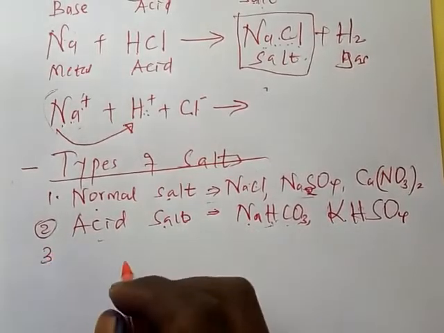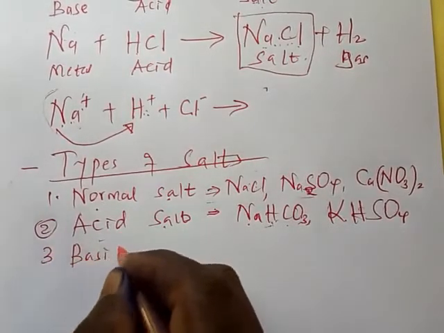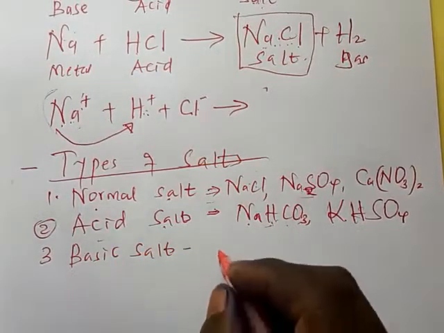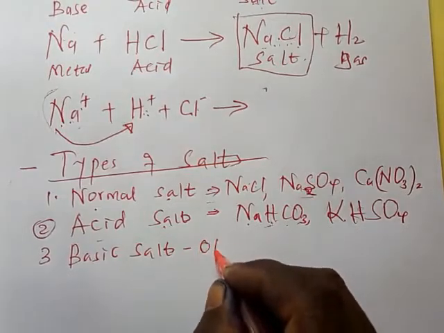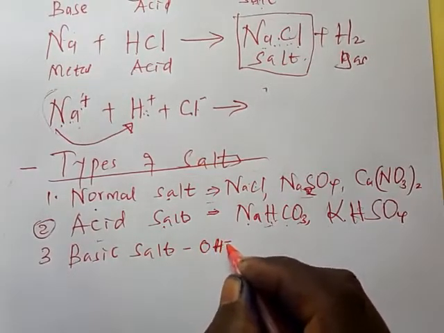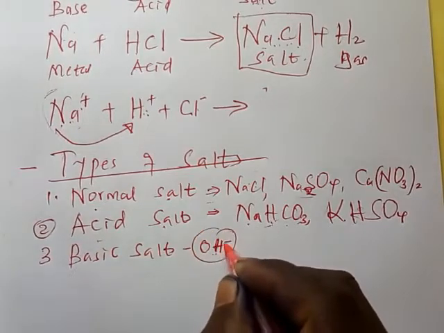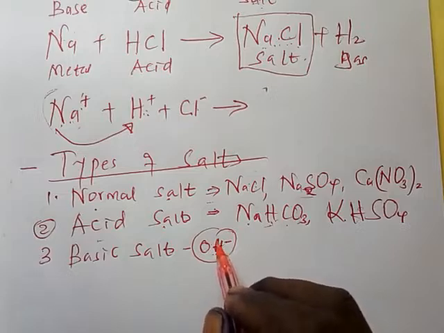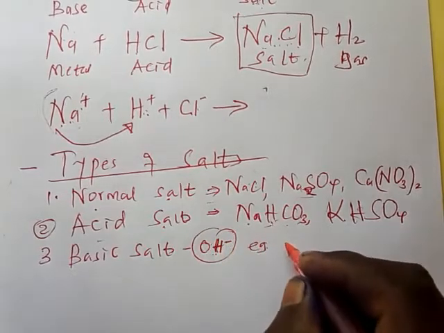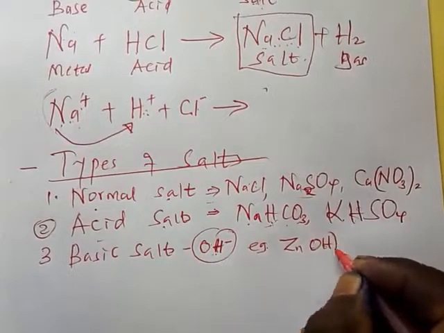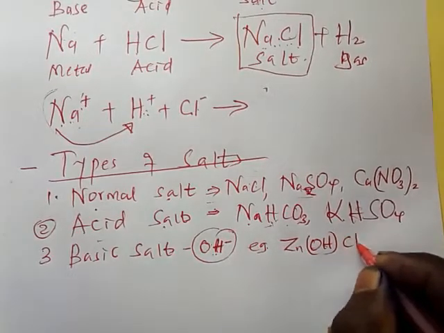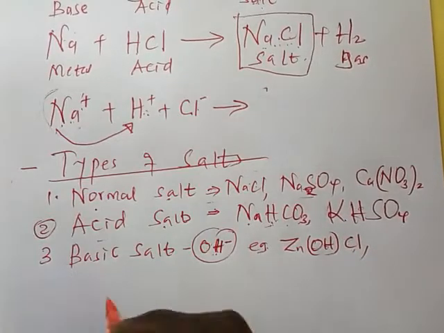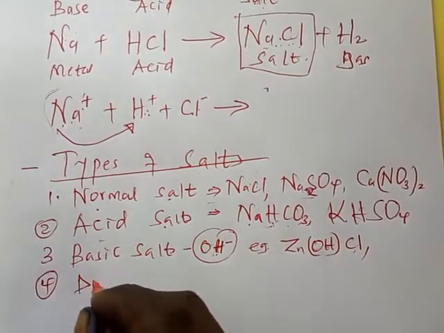Number 3, we have basic salts. What are basic salts? These are salts that contain hydroxyl ions in them, OH negative. Those salts that contain hydroxyl ions are called basic salts. An example is basic zinc chloride. That's one example.